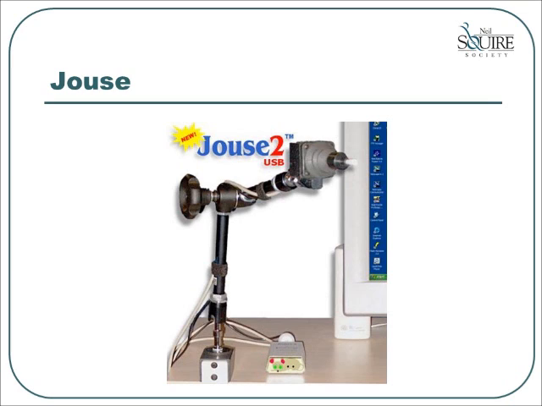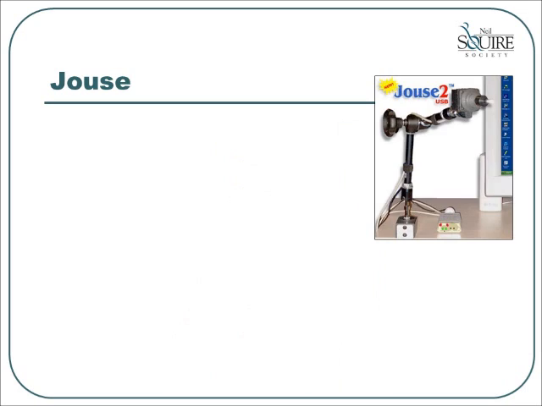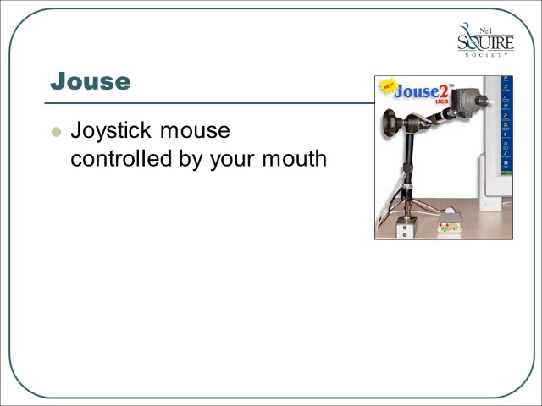Another hands-free pointer is the Jouse. This device was originally developed by the Nail Squire Society in the early 1990s and is now being marketed by a Canadian company in Newfoundland. The Jouse is a joystick mouse that is controlled by your mouth. It has a long arm which is attached to a desk and a joystick which has a small straw coming out of the center of it.